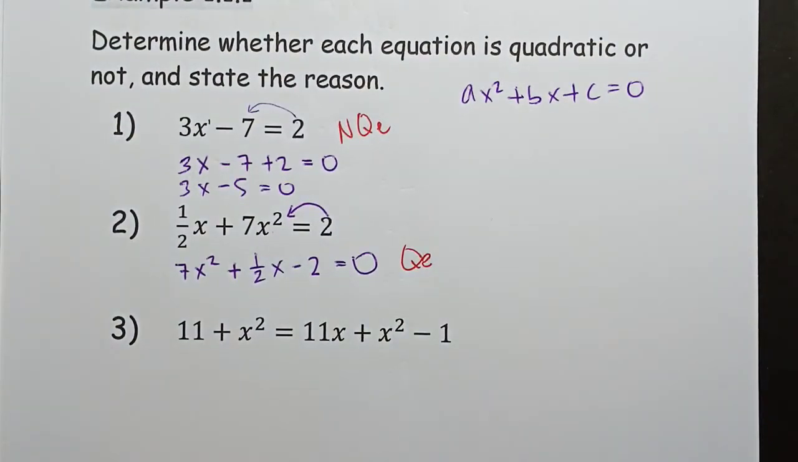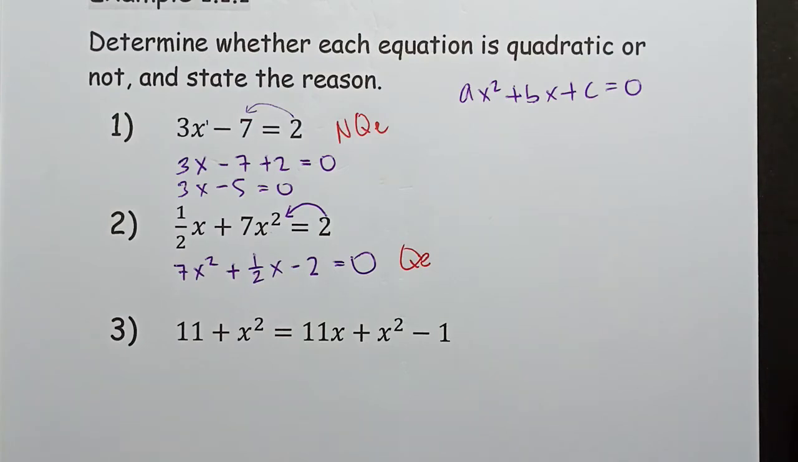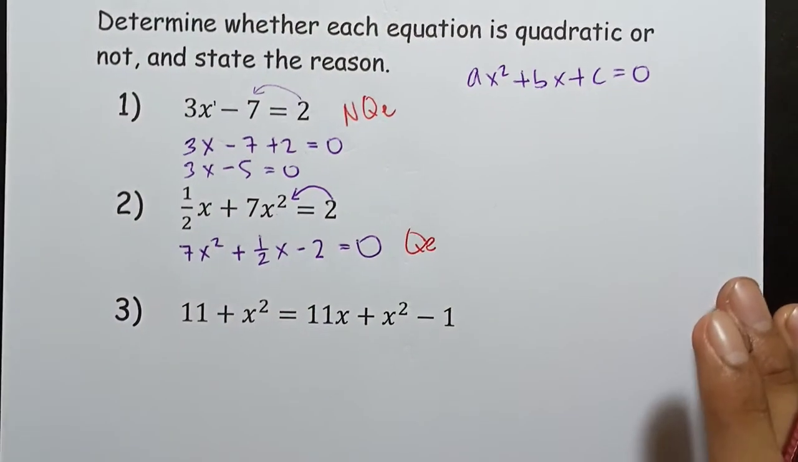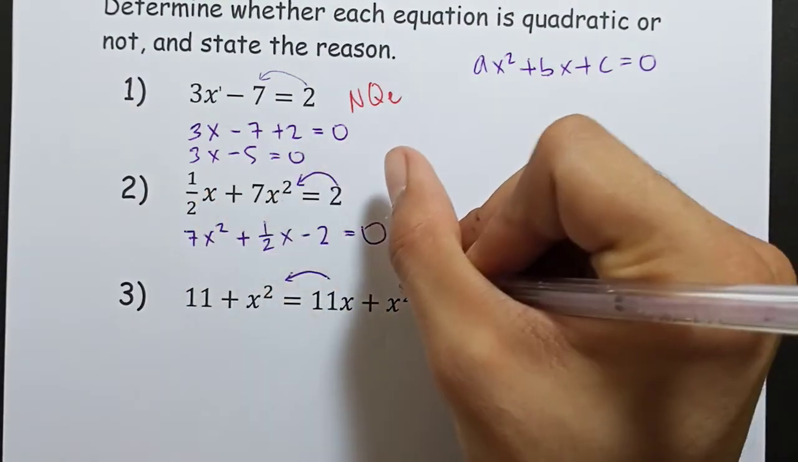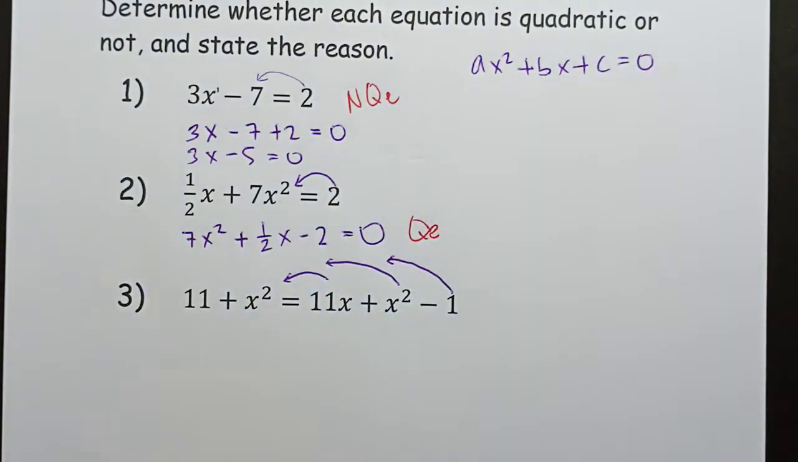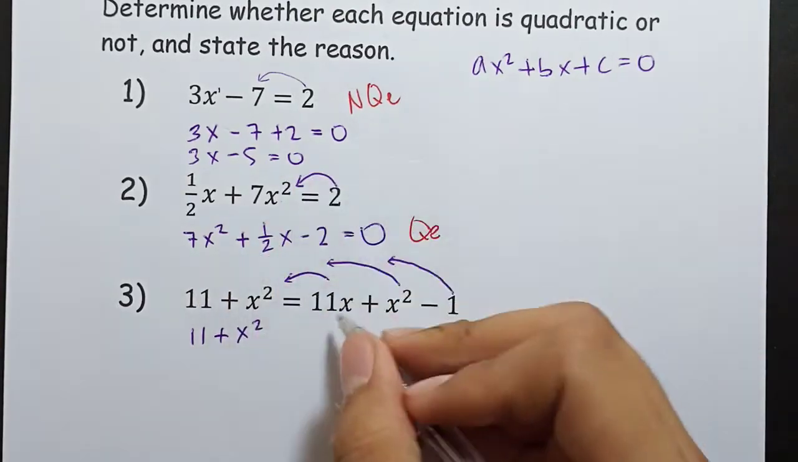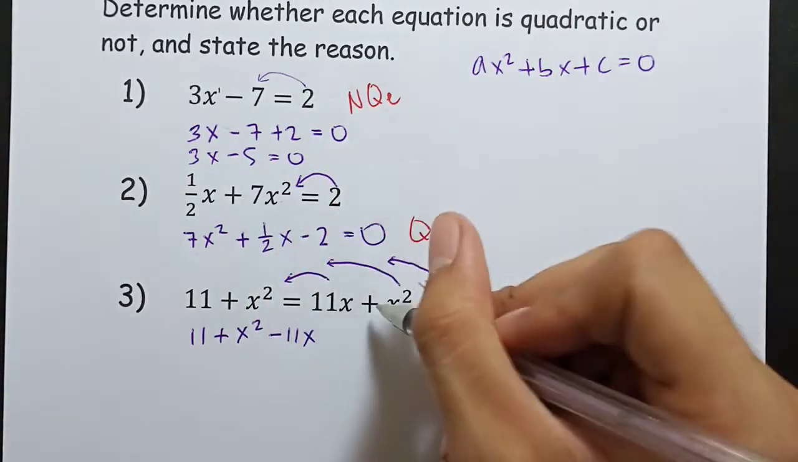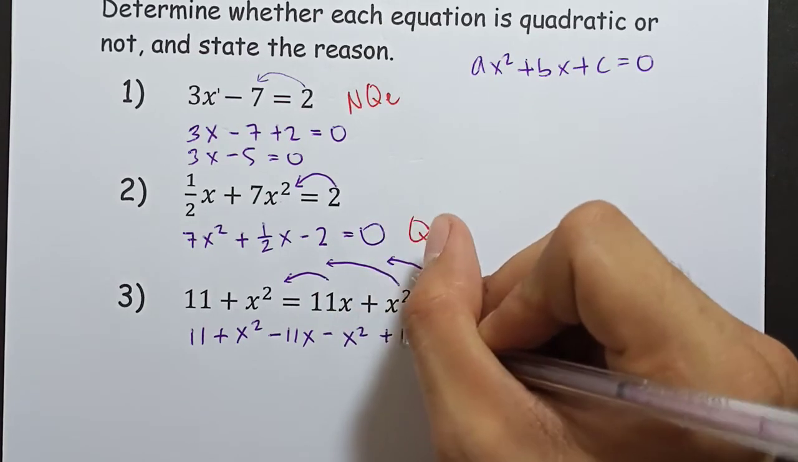Next, number 3. 11 plus x squared equals 11x plus x squared minus 1. So, ito, arrange natin siya. Let's see what it would look like after we arrange this. Kailangan lahat ay malipat sa kabilang side ng equation. Itong 11x, lipat natin. Itong x squared, lipat natin. Itong negative 1, lipat natin. Pag nilipat natin sila, mababago yung sign. So, 11 plus x squared, then lipat natin sa 11x, magiging minus 11x. Lipat natin sa x squared, magiging minus x squared. Then, lipat natin sa negative 1, magiging positive 1 or plus 1.